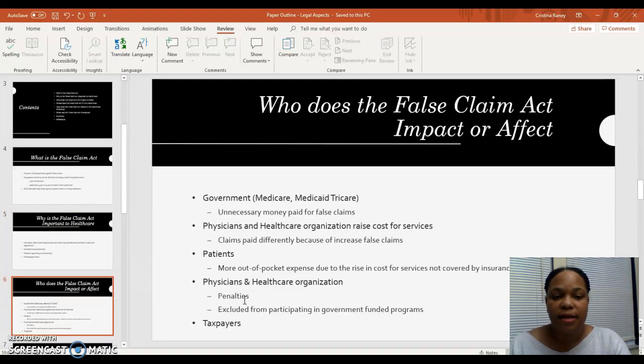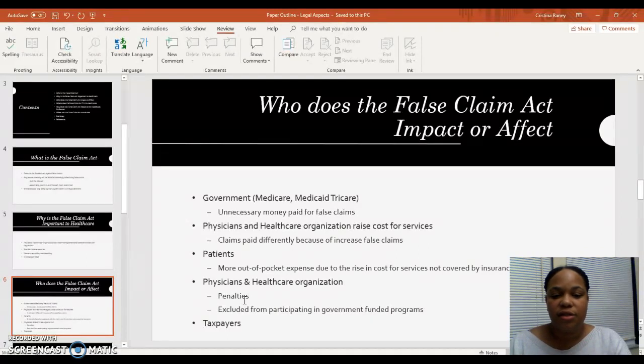Who does the False Claims Act impact or affect? The False Claims Act affects the government, Medicare, Medicaid, and TRICARE because they pay unnecessary claims. So all the money that they are paying out, they're trusting that it is accurate and that these providers and healthcare organizations are being honest with their submissions. And when they're not, they're the ones who are affected because they're paying these payments.